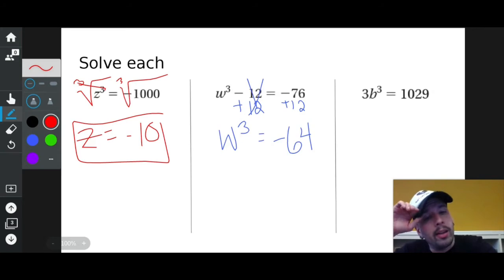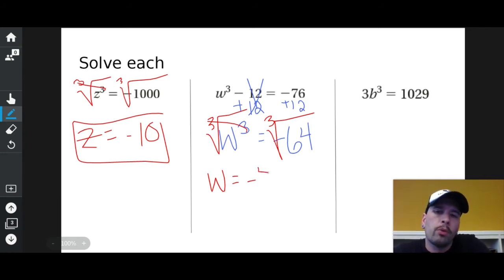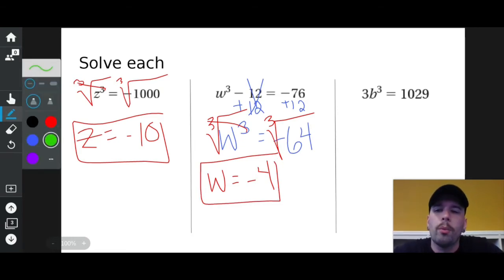Is W all by itself? No. What's in the way? Cube. How do I undo a cube? Cube root. So we're going to cube root everything. That cancels out. The cube root of a negative is a negative, and the cube root of 64 is what times what times what is 64? 4. 4 times 4 is 16, and then 16 times 4 again is 64.